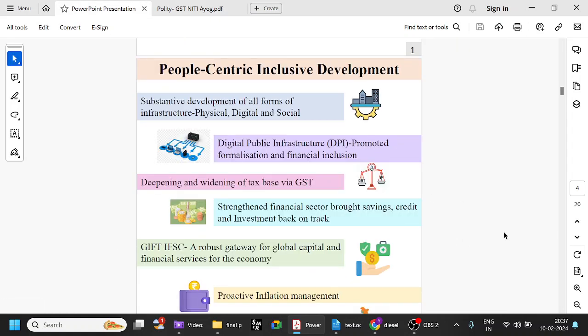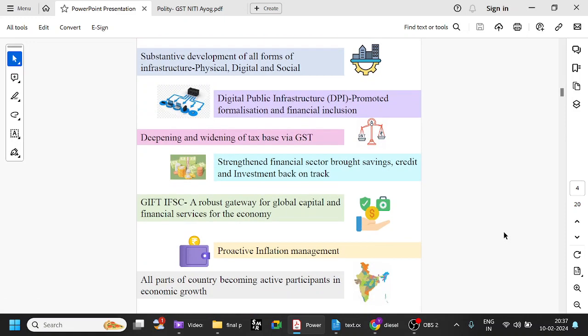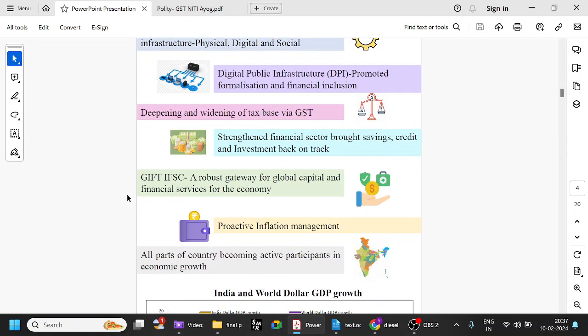And this GIFT IFSC, I'm sure most of you are aware, it is a financial sector related GIFT City in Gujarat. It's very important. They wanted it to be an international financial institution hub, more like a hub of financial services.